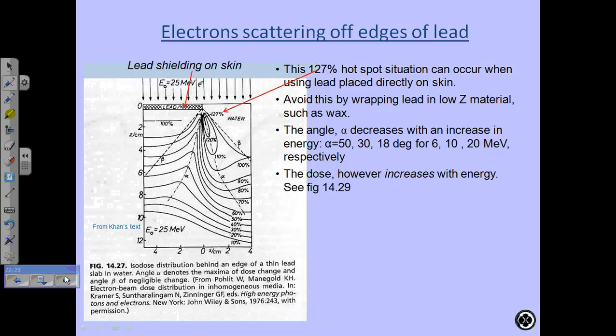So which angle is it? This would be this way. This angle is going to increase this way as you increase in energy. The dose, however, increases with energy. So with an increase in energy, alpha is going to go this way, but the dose increases with energy, so this hump is going to get bigger. It just gives you an idea of what happens to the dose when you put lead on the surface.